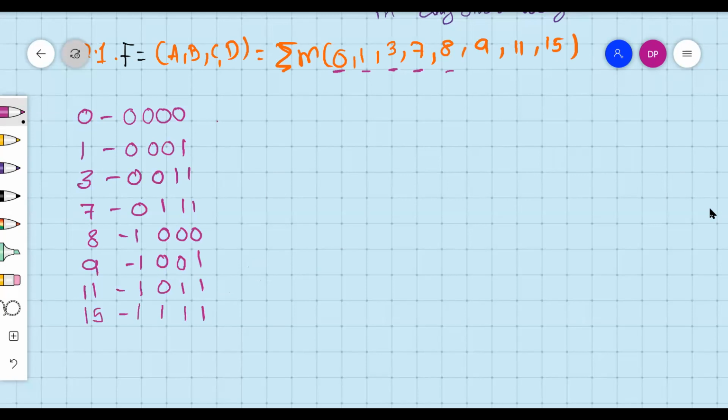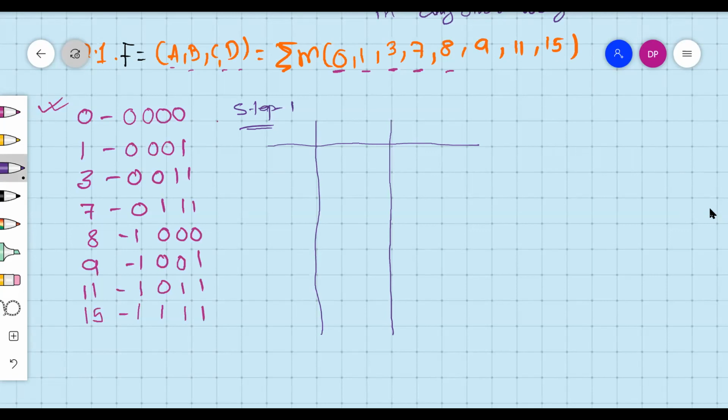As there are 4 variables A, B, C, D, we have written the binary equivalent of the min terms given in the question. So this is the first thing you can do. Then let's move to step 1. In step 1, we'll make a table.